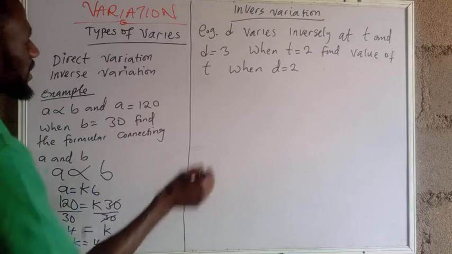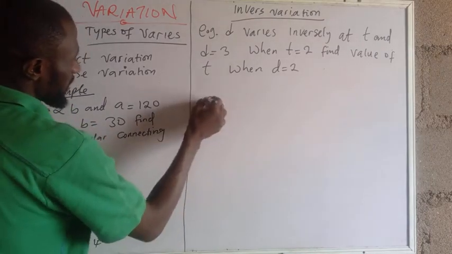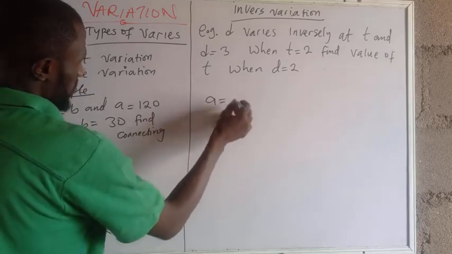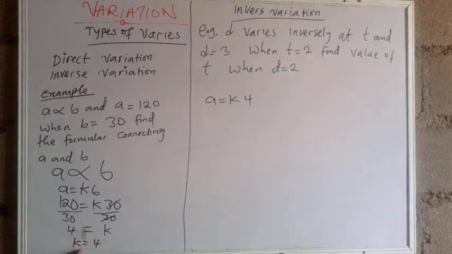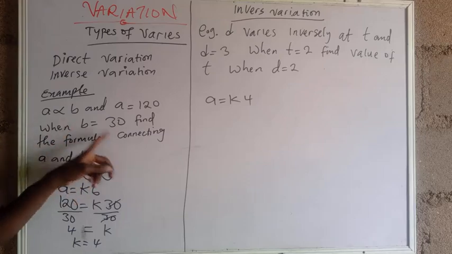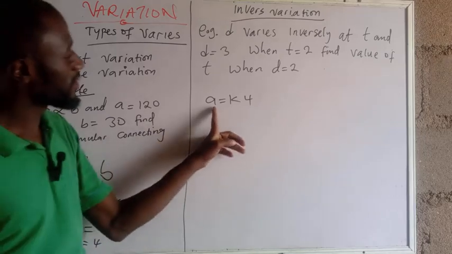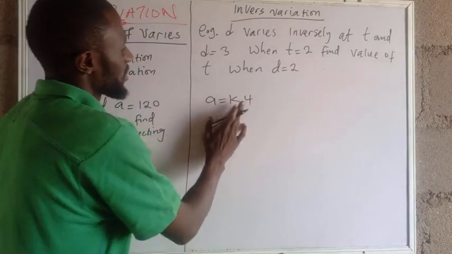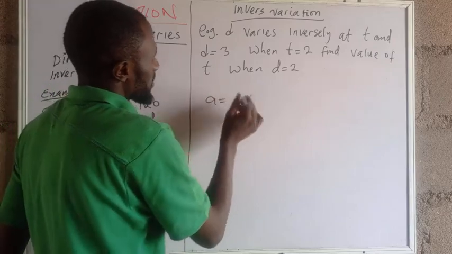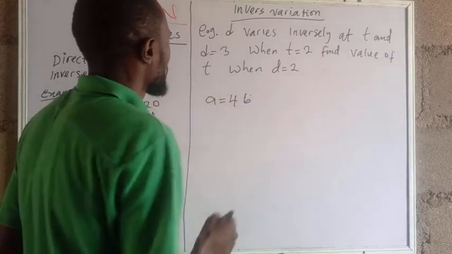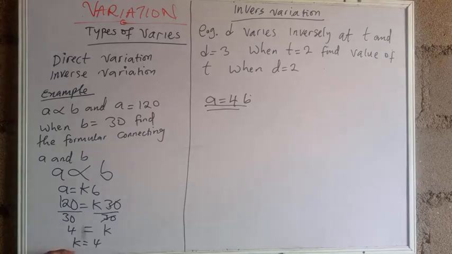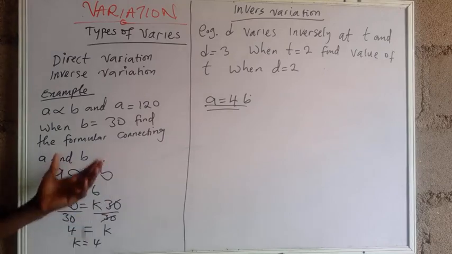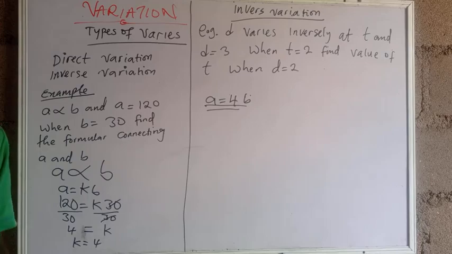Then the relationship, or the formula connecting A and B, is A is equal to 4B. This is the formula that connects A and B, since you now know the value of the unknown constant. That is a simple example for the direct variation.